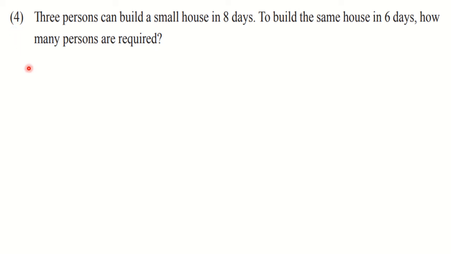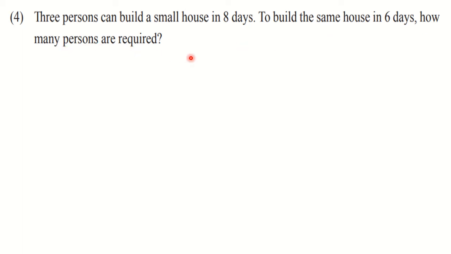Question number 4, which is a word problem, and this problem is based on the concept of variation. In the previous lecture we have seen what is variation. There are two types of variations: direct variation and indirect variation or inverse variation. Also it is called direct proportion and inverse proportion. So after reading the question, you must understand which type of variation is present in this particular question. So let us read the question. 3 persons can build a small house in 8 days. To build the same house in 6 days, how many persons are required?